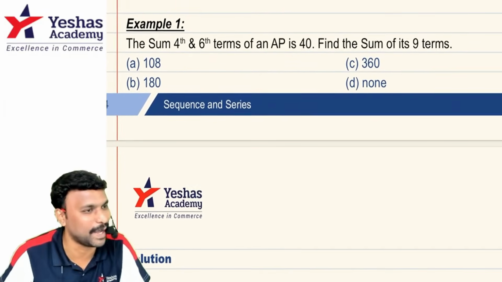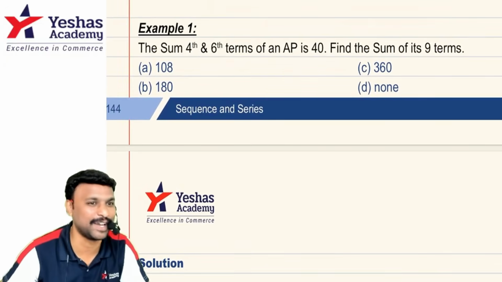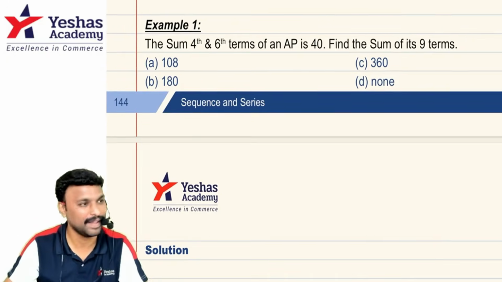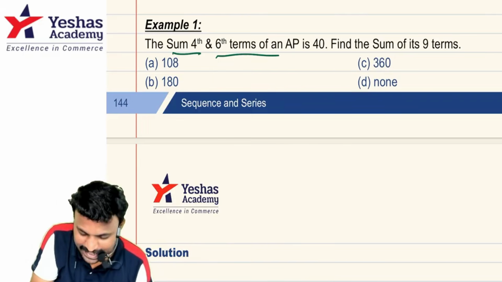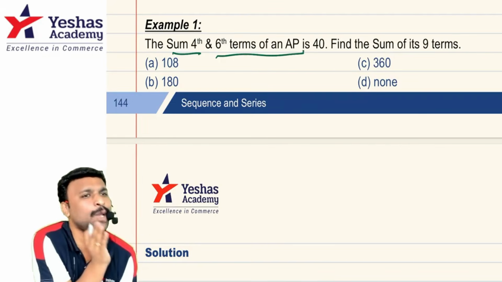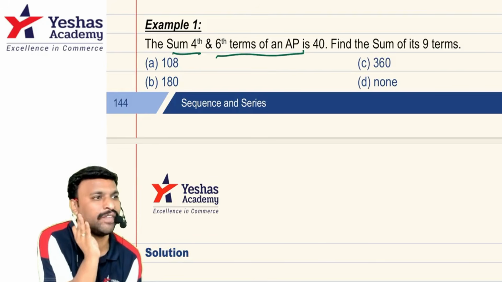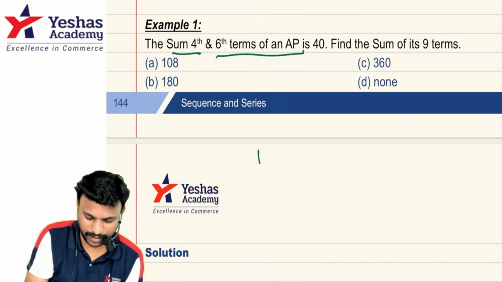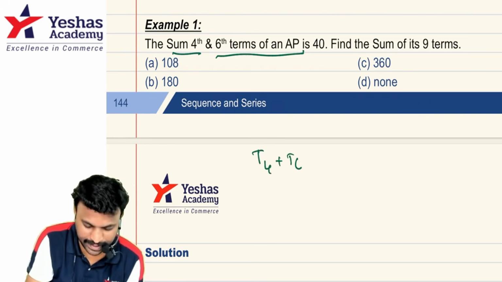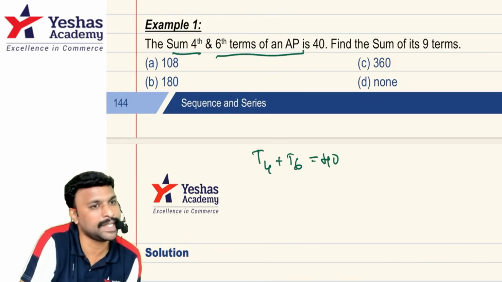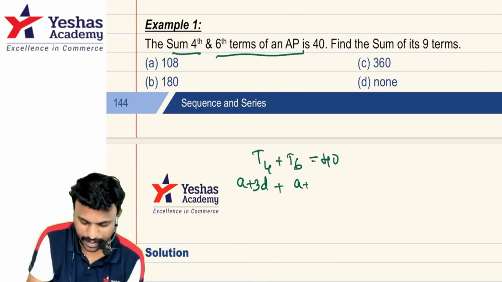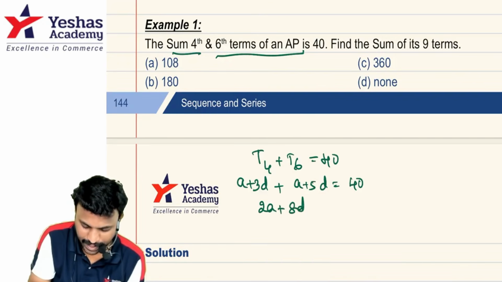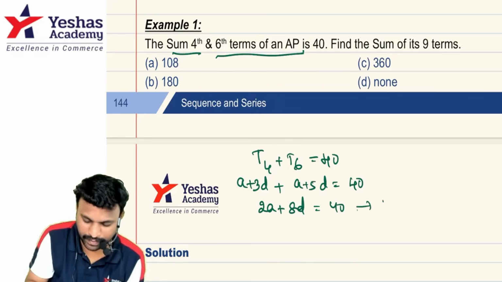It's a type 4, I shall not discuss it now. We'll solve the question, then I'll come back to type 4. What exactly is type 4? Sum of the fourth and sixth terms of an AP is 40. Can you tell me how do I write a statement for this? T4 plus T6 equal to 40. Tell me what is T4? A plus 3D. What is T6? A plus 5D. If I combine the A terms, 2A plus 8D equal to 40. This is my first equation.